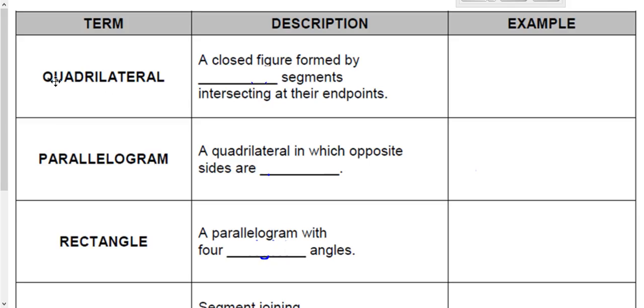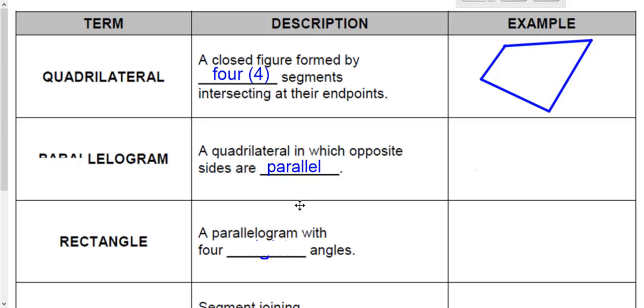A quadrilateral. Quad means four. A quadrilateral is a closed figure formed by four segments intersecting at their endpoints. An example would be something like this, a four-sided figure, closed. A parallelogram is a special quadrilateral in which opposite sides are parallel.